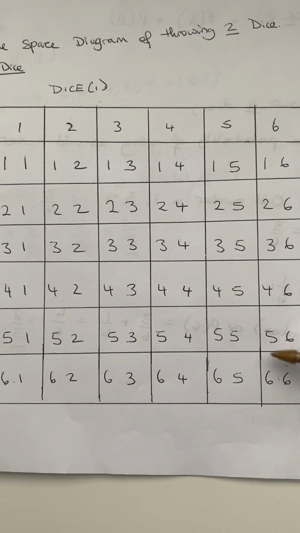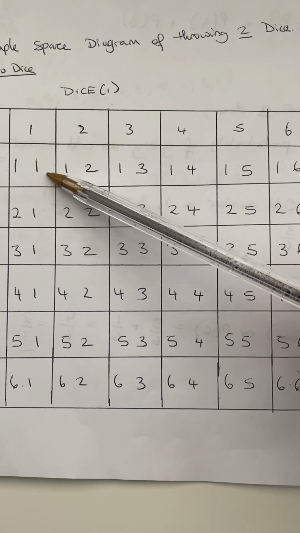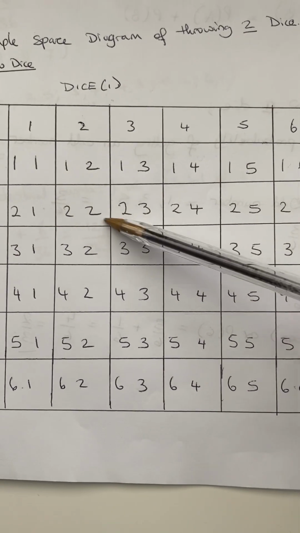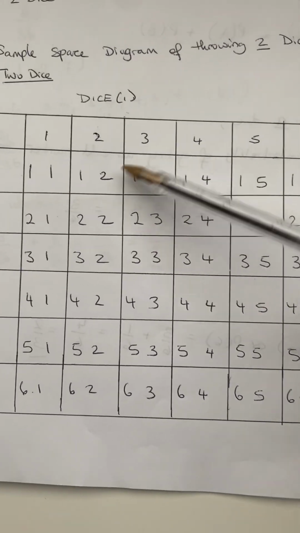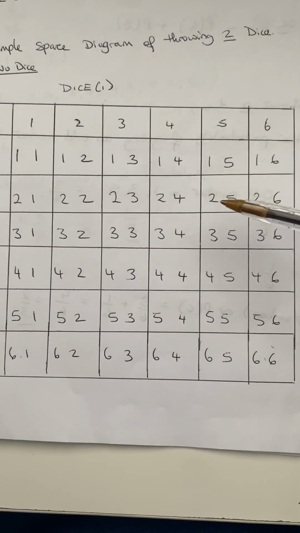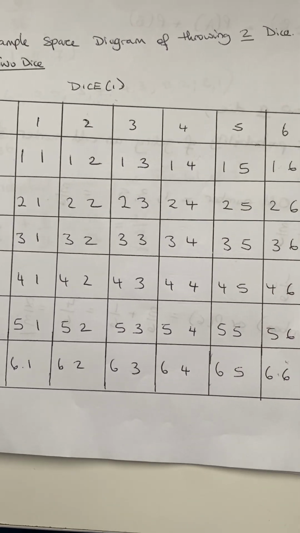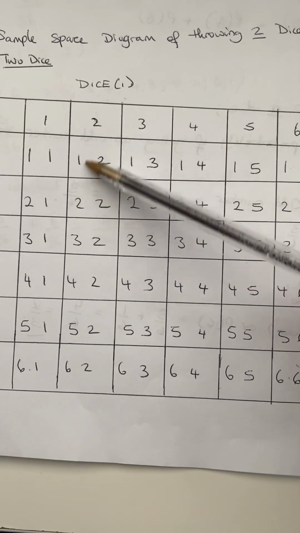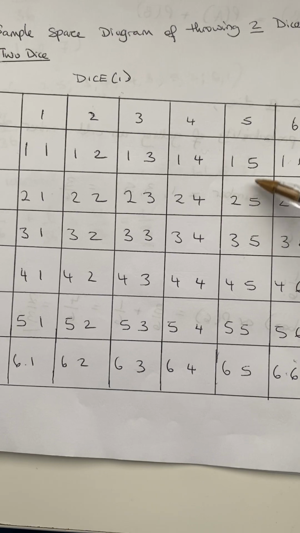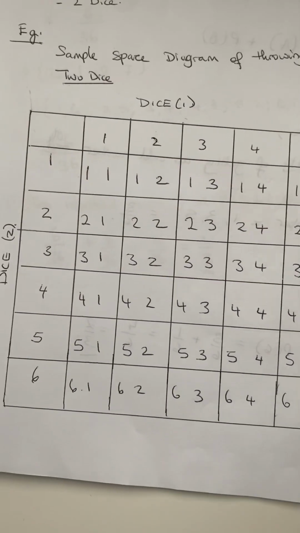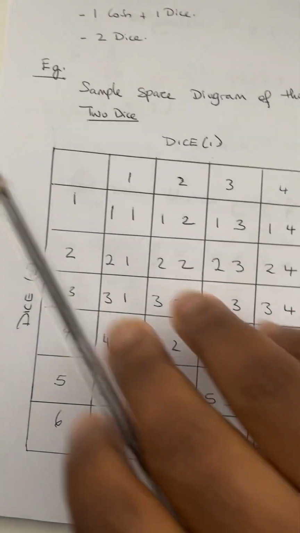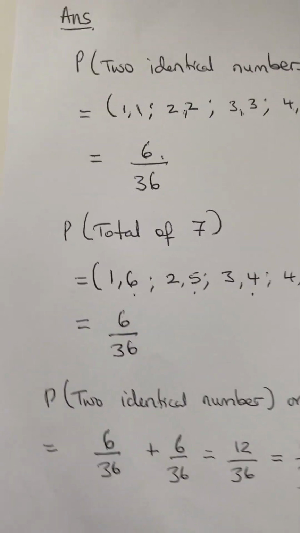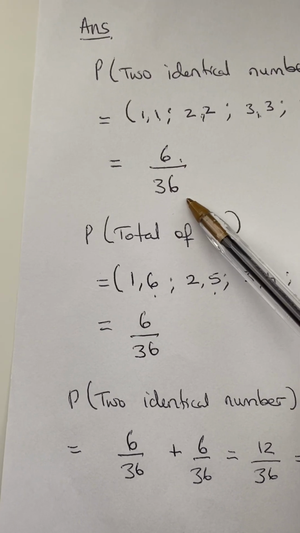Okay, so the probability of getting two identical numbers here is 6 out of a total outcome of 36, because with a sample space diagram and two dice, you have 36 outcomes. So straight away, you've solved the first part. So now you have 6 out of 36 here.